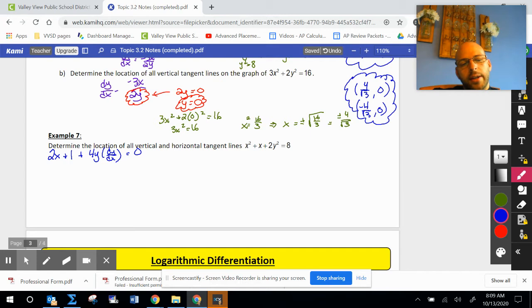So now if I subtract this over, let's get dy/dx all by itself. I'm going to have 4y times dy/dx equals negative 2x minus 1, because I subtracted those terms to the other side. Divide by that coefficient, I get negative 2x minus 1 all over 4y, and that is my derivative.